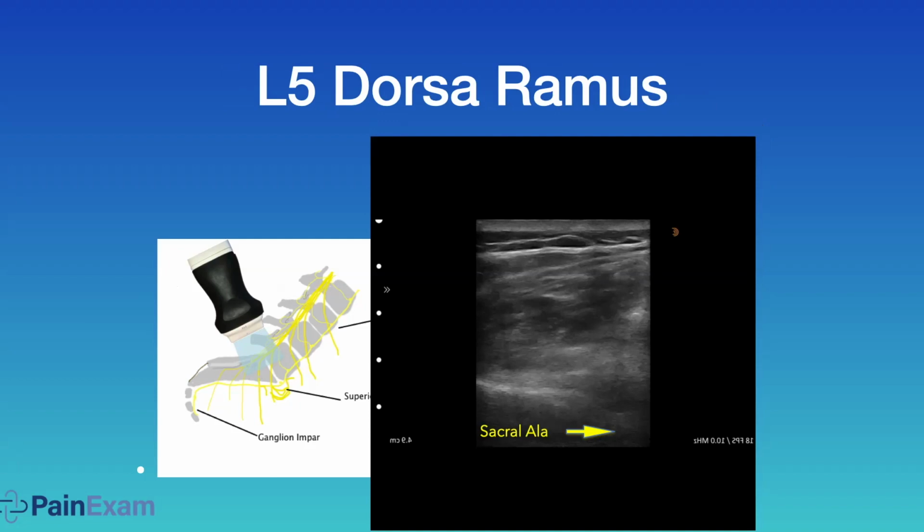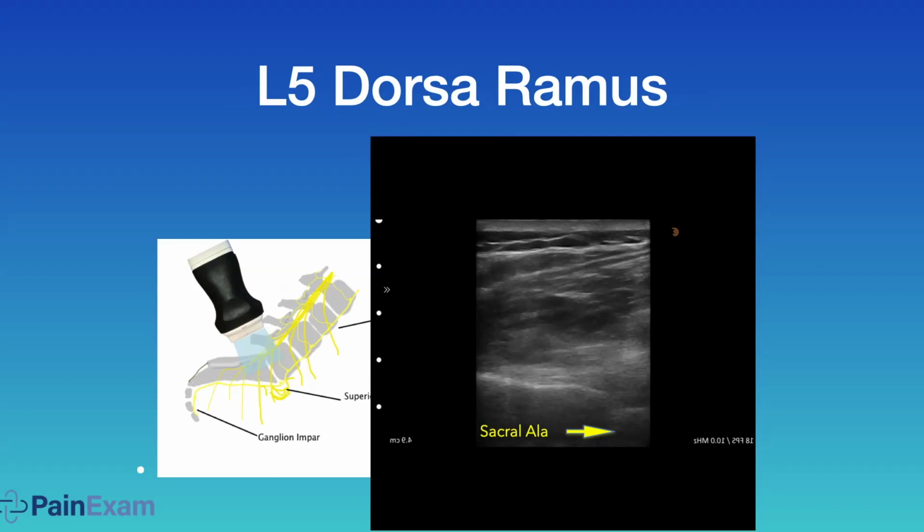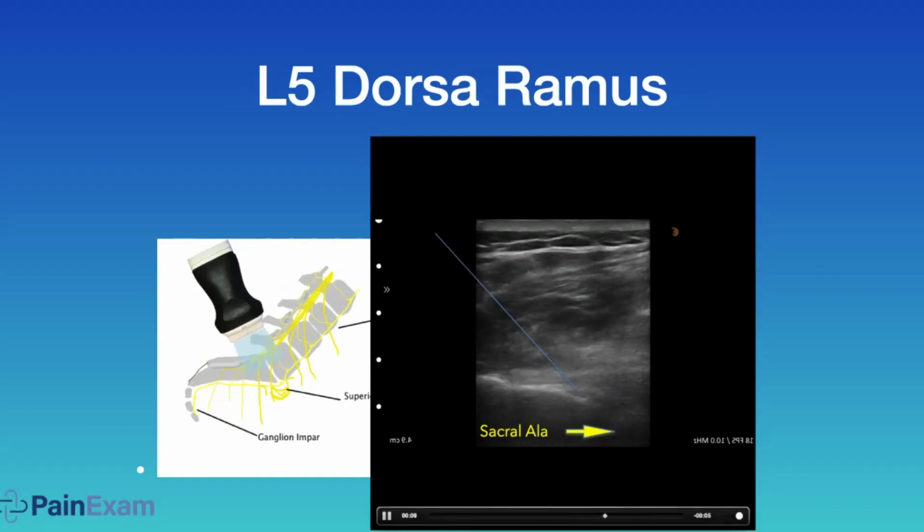The L5 dorsal ramus, it's not that I'm actually seeing the nerve here. I'm seeing the sacral ala, which is a landmark for the nerve. And I'm injecting it. So I go lateral to the facet joint, which you may see here is the bone, and it disappears as I go lateral, and the needle's coming here to the edge of the sacrum, and the local is going on this. So usually I'm doing this under fluoroscopy. Every now and then I'll do it under ultrasound.